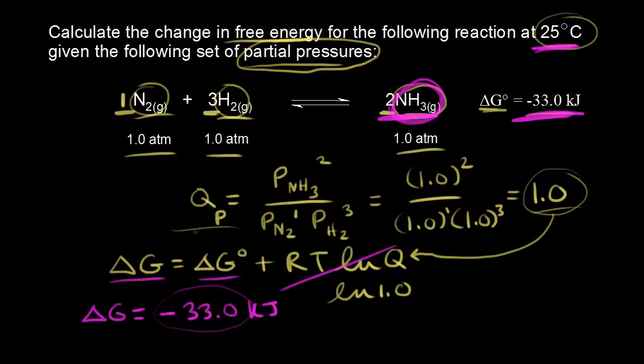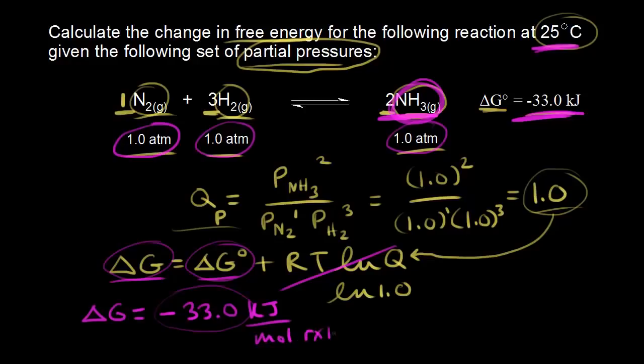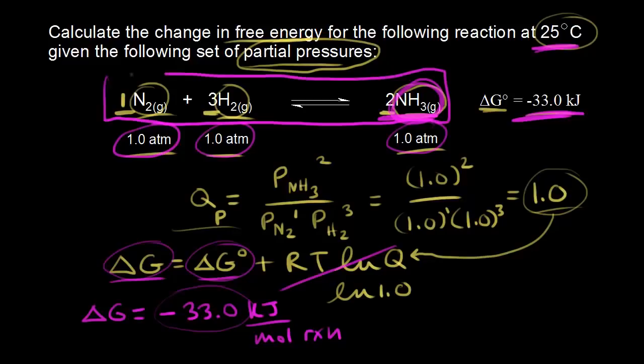Notice that in this example, delta G is equal to delta G0, and that makes perfect sense because delta G0 is the standard change in free energy. It's the change in free energy under standard conditions, which is what we have here. We're under standard conditions. Everything is at 1 atmosphere, so that makes sense. And finally, if you wanted to, you could write kilojoules per mole of reaction, indicating for this reaction, how it's written right here, that is the change in free energy.